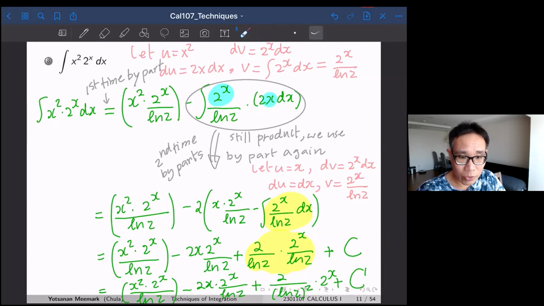So the next time is going to be by parts that is kind of tricky, where you have to move a term to the other side. So it's going to be another type of integration by parts.